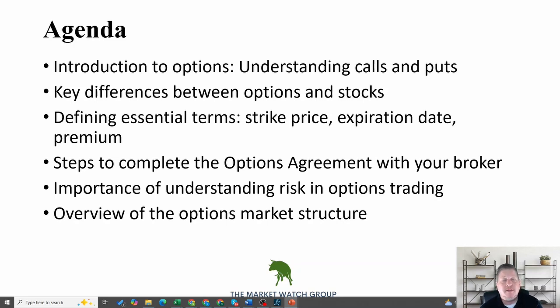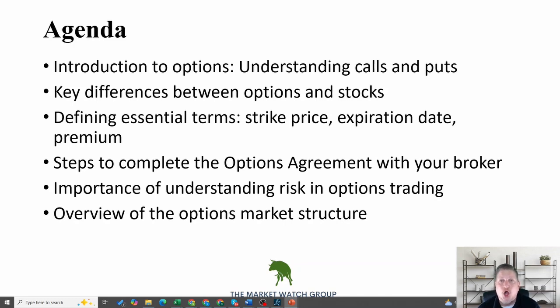We want to make sure you understand the difference between options and stocks. We want to make sure that you understand a few of the essential terminologies: strike price, expiration date, premium, things along those lines. If you haven't done it, I want to walk through the steps to an options agreement with your broker. That's the form you have to fill out, an online form, where you acknowledge your education level, your income level, your understanding of options, and a few other questions. Based on that, they're going to give you, or not, the approval to trade options.